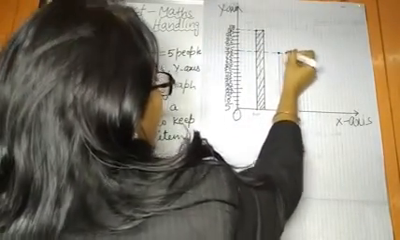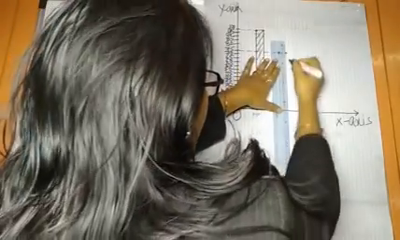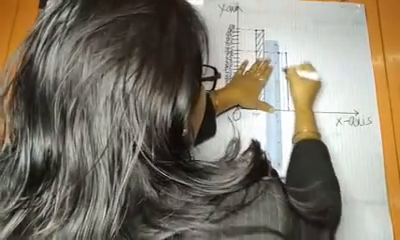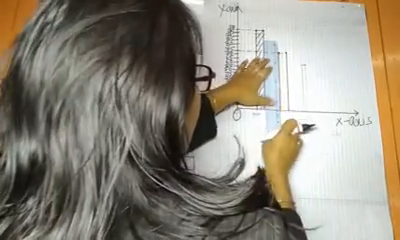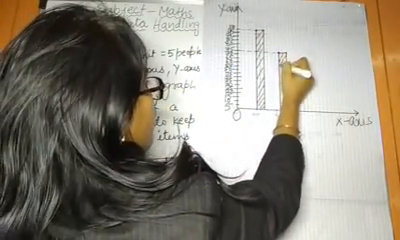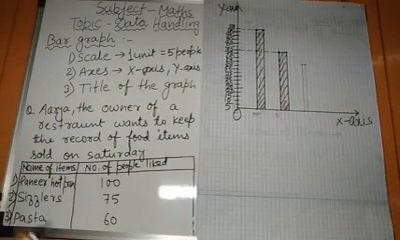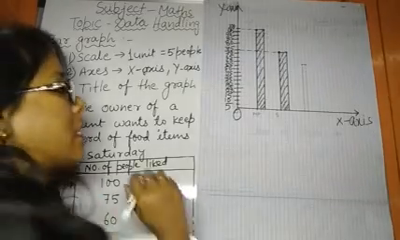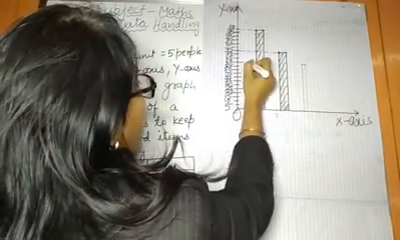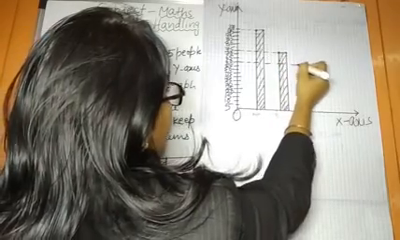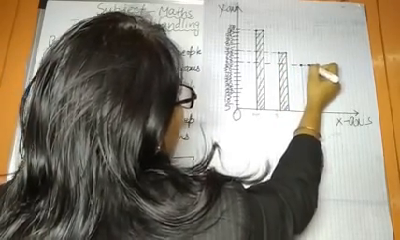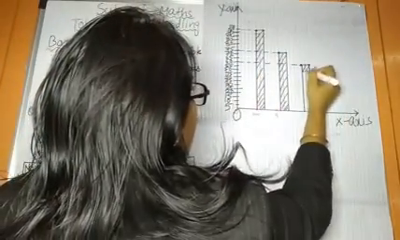Now point and then draw the graph. So I have pointed here. Now the third one is pasta. Pasta liked by 60 people. So again a dotted line, check where is 60. Now put points and then just join. Now this one is for pasta.